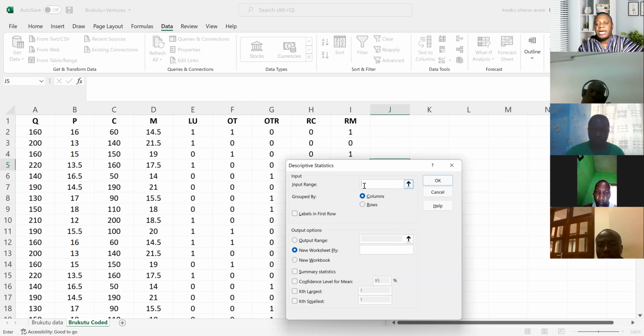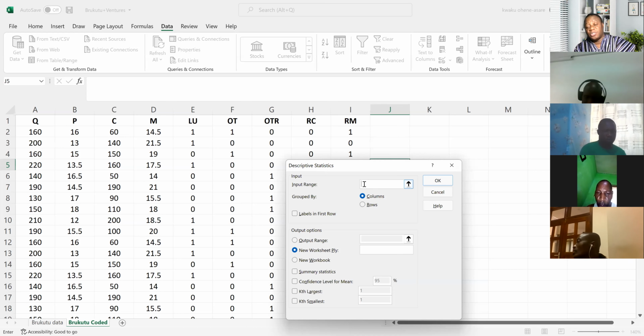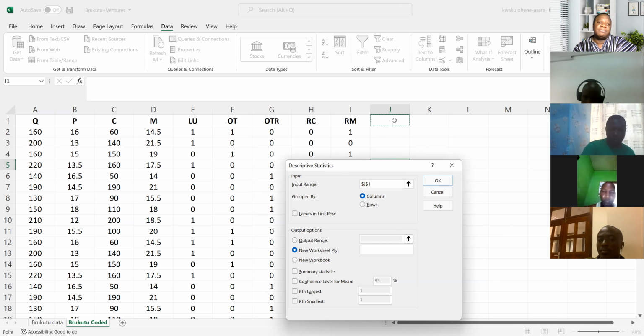All right. Now, the first pop-up, you see input range. Click inside the input range. The input range is requiring you to indicate where you want your results to be. That's all. It is asking you where you want the results to be. So while the cursor is blinking inside, click on J1. Click on cell J1.